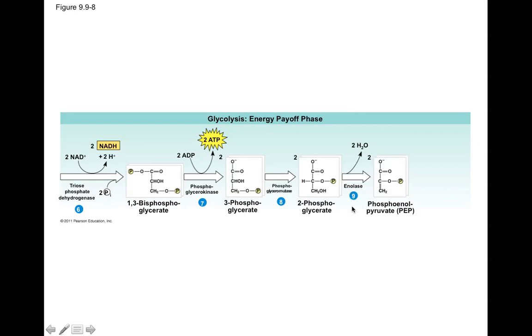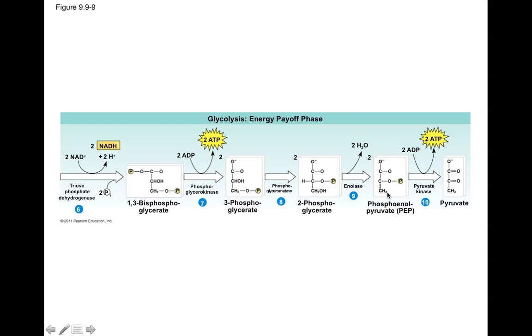2-phosphoglycerate is going to be turned into phosphoenol pyruvate, a molecule that we abbreviate as PEP, which is appropriate because it's got a lot of potential energy to it. We lose some water there. That is catalyzed by an enzyme called enolase.